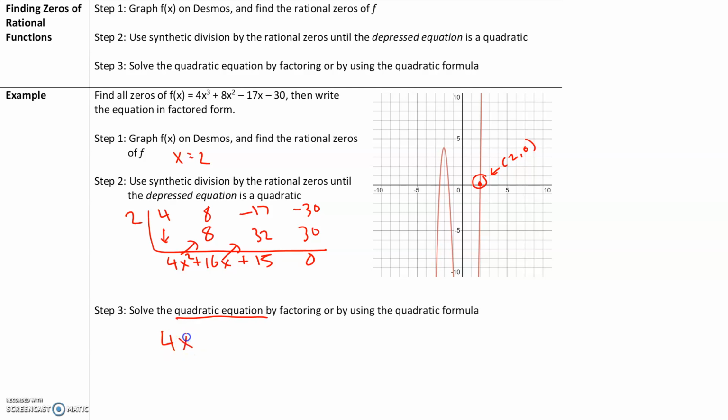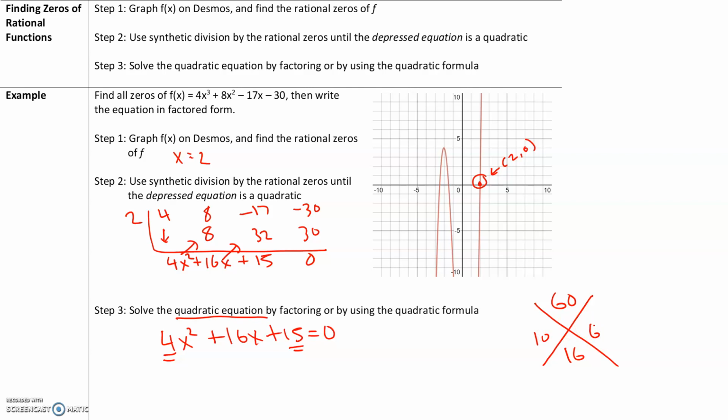So we have 4x squared plus 16x plus 15 equals 0. Now we have to factor that or use the quadratic formula. Take your pick, but we have to solve that equation. I'm going to factor it. So when I factor, I'm going to take 4 times 15, which is 60, put that on top. I'm going to put 16 on the bottom. I want to find two numbers which will multiply to be 60 and add up to be 16. Those are going to be 10 and 6.